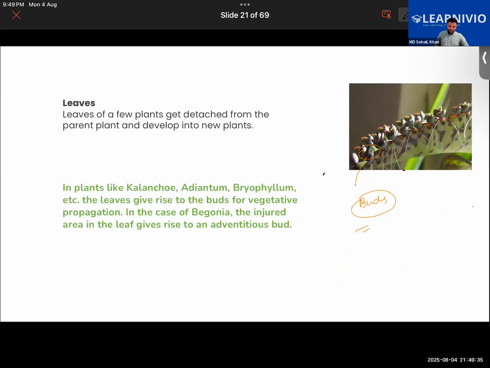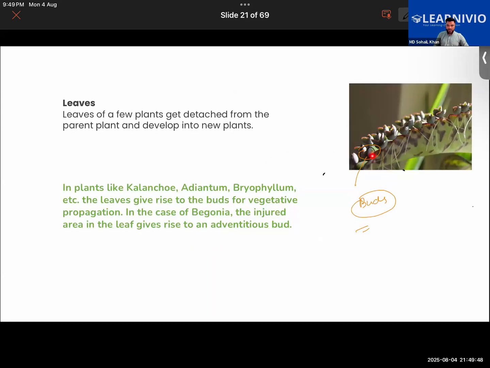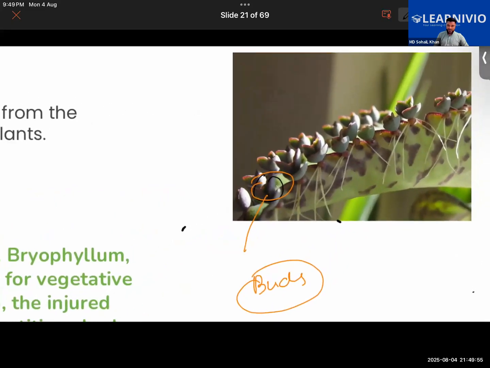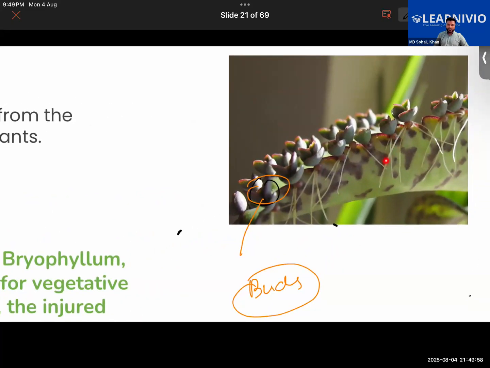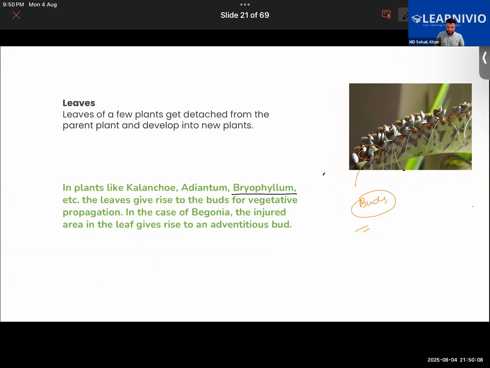Then we have examples of vegetative propagation by the leaves. We have the example of a very common plant, bryophyllum. The leaves of bryophyllum have buds growing on the margin. If these leaves were to fall, you can see here, tiny roots have already started to grow. The moment it falls on the soil, new plants will start to grow from each of the buds here. Not only bryophyllum, but it is observed in other plants also, like adiantum and calendula.